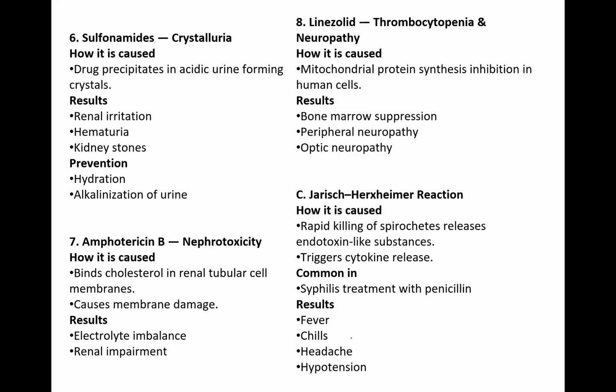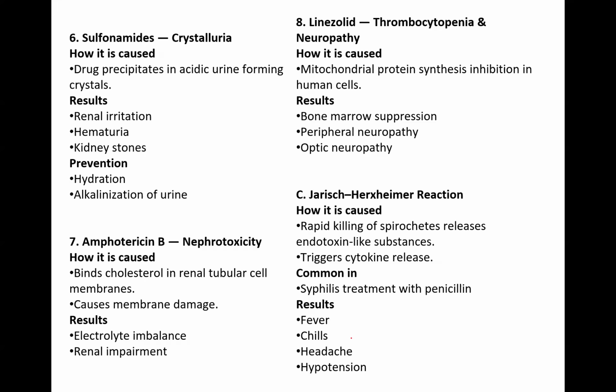Next is sulfonamides inducing crystalluria. Sulfonamides precipitate in acidic urine and form crystals. So what will happen? Kidney stones first of all, then hematuria, which is RBCs or blood in urine, and renal irritation. What can prevent sulfonamide-induced crystalluria? Take loads of water to flush it out. Also, we can alkalinize the urine, because when we are giving sulfonamides, acidic urine is a problem. So if we alkalinize the urine, we can prevent it.